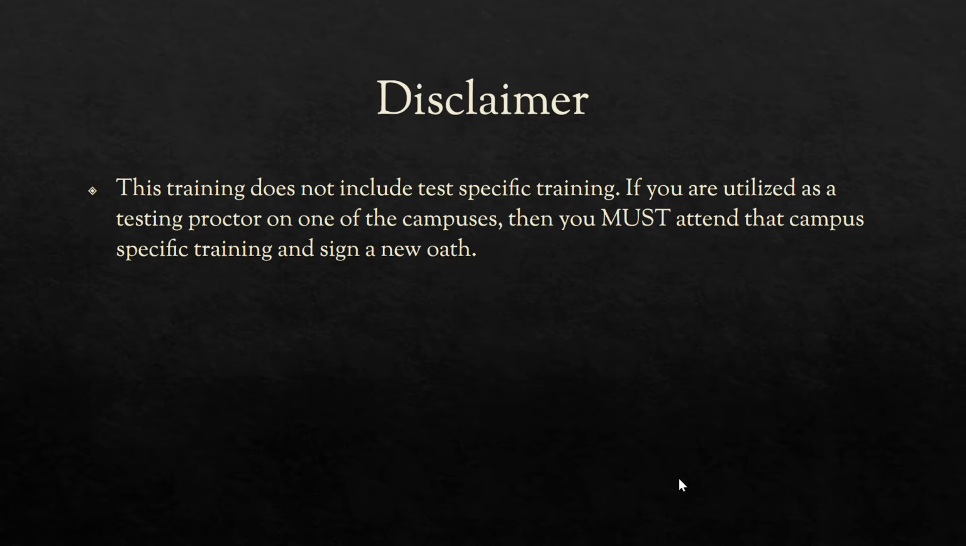For those of you who are participating in this training today, but you might actually be a proctor on a test during our testing windows, please note that this does not take the place of that test-specific training. If you do indeed act as a proctor on a campus, then you must attend that campus-specific training and sign a new oath.